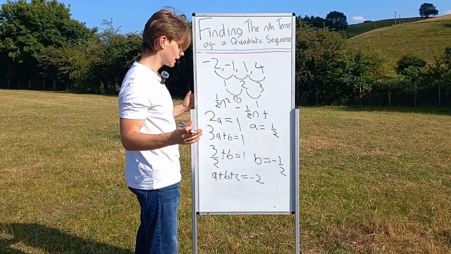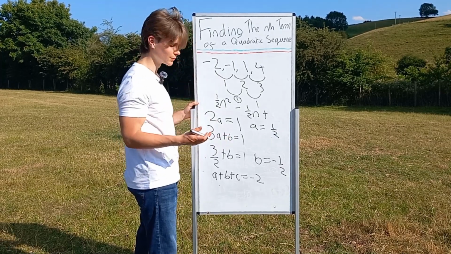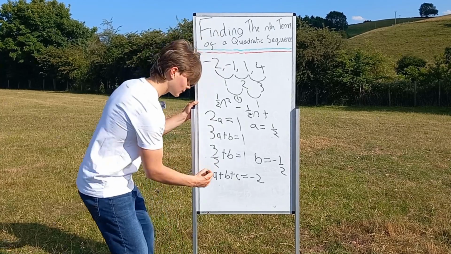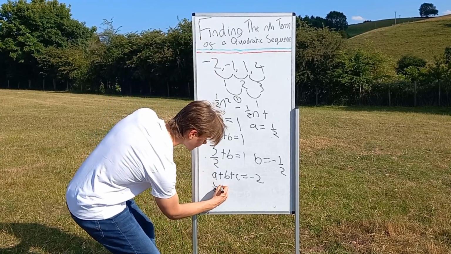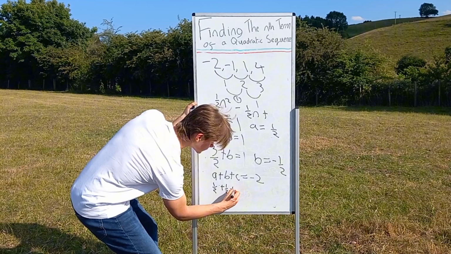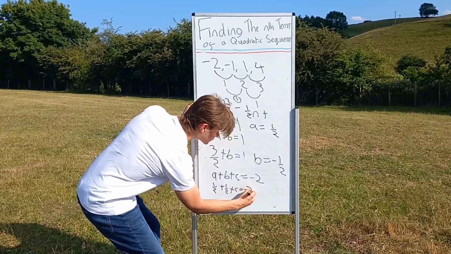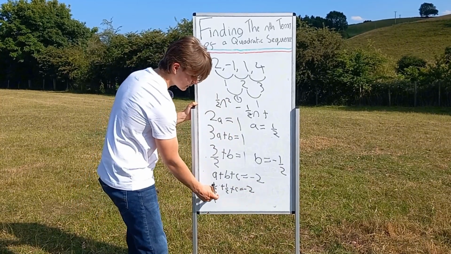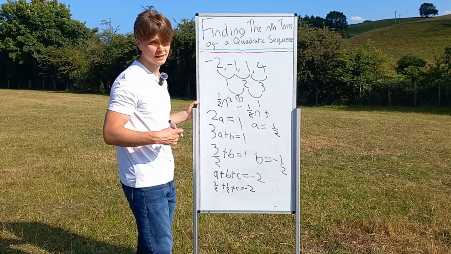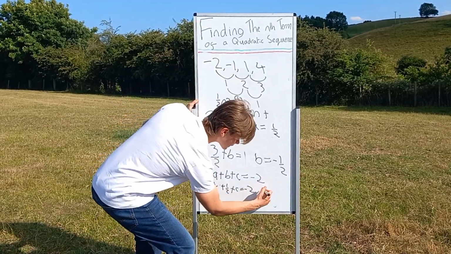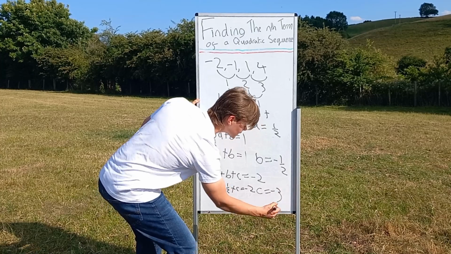And to tell the truth, I don't really know why these ones work, they just do, so trust me. So we're going to have a half plus a half plus c equals minus 2. So then if we take away 2 halves from both sides, so take away 1 from both sides, we'll get that c equals minus 3.